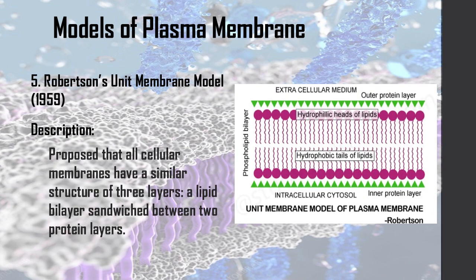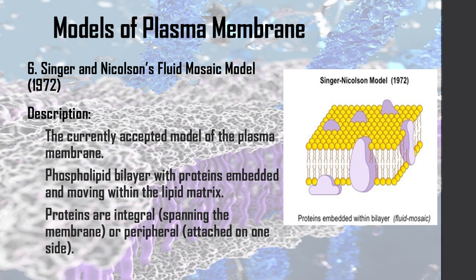5. Robertson's unit membrane model, 1959. Description, proposed that all cellular membranes have a similar structure of 3 layers, a lipid bilayer sandwiched between 2 protein layers. 6. Singer and Nicolson's fluid mosaic model, 1972. Description, the currently accepted model of the plasma membrane, phospholipid bilayer with proteins embedded and moving within the lipid matrix. Proteins are integral, spanning the membrane, or peripheral, attached on one side.